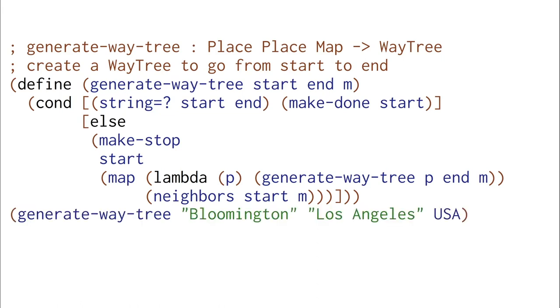Now let's try it out and run Generate WayTree to create our WayTree from Bloomington to Los Angeles. What happens?